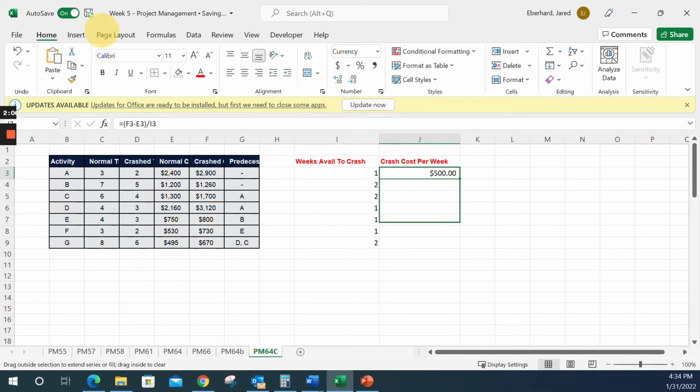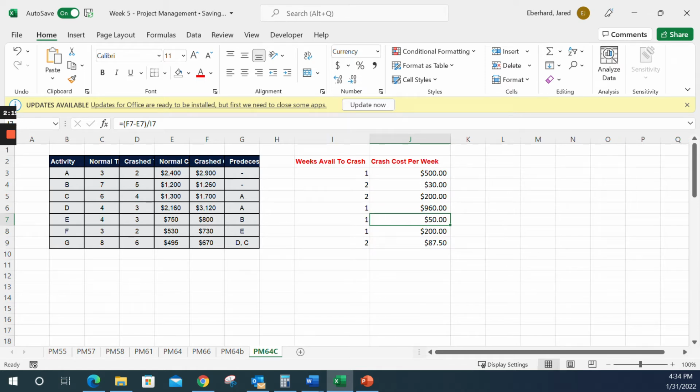By doing that, I can see that out of all these crash activities, my lowest cost one per week is activity B, then activity E, and so on and so on. That still doesn't tell me which one to crash first because I need to know what my critical path is. So at this point, I should map this thing out on paper.